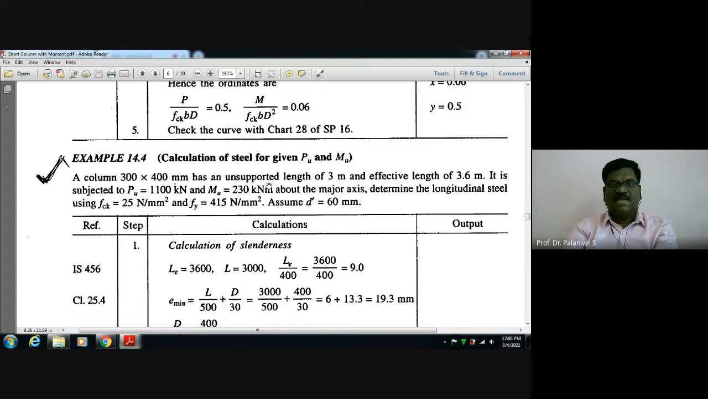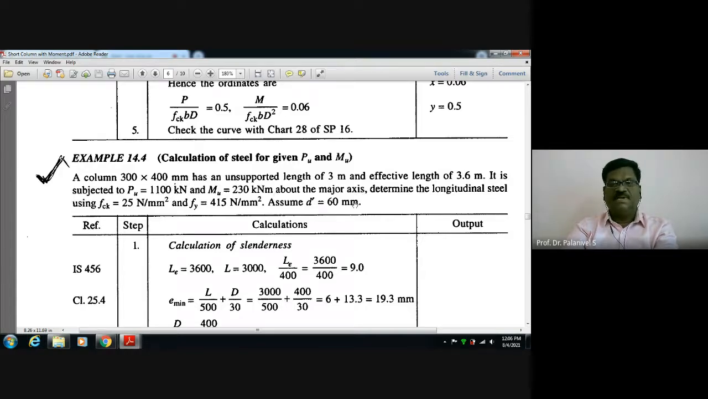The column has an unsupported length of 3 meter and an effective length of 3.6 meter. Effective length is 3.6 meter, unsupported length is 3 meter. It is subject to PU, ultimate axial force, 1100 kilonewton, and MU, 230 kilonewton meter, about the major axis.